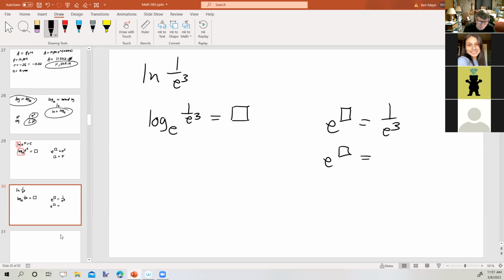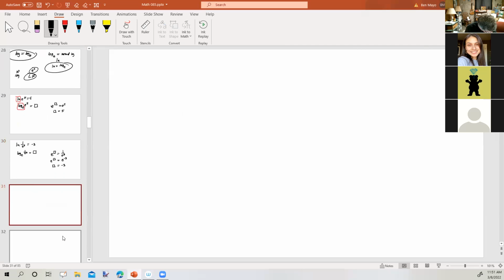But I could write 1 over e cubed as e to the -3 power, moving the base up above there. We're not used to making something with a negative exponent. We're used to going the other direction. But now the box equals -3. Any questions about that problem? All right. How about this one?